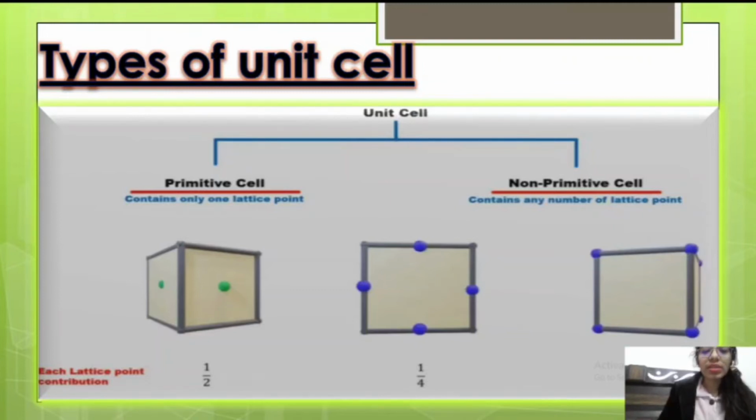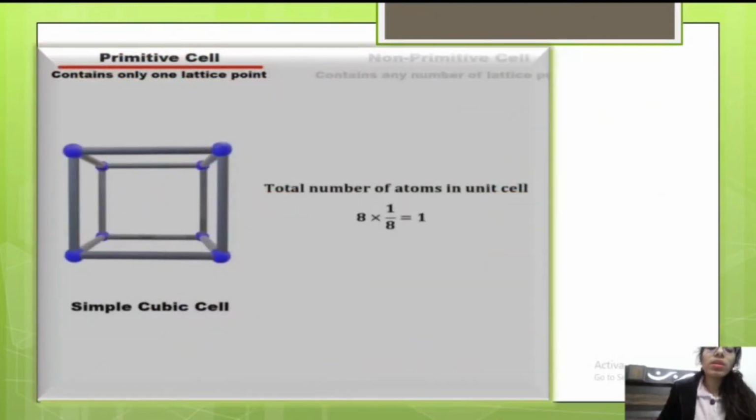So in this figure, talking about primitive unit cell, all the lattice points are present at the corner and they all have the contribution of 1 in this. For example, simple cubic cell. This unit cell has 8 atoms at 8 corners. In this case, total number of atoms in the unit cell is 8 into 1 by 8, that is 1.